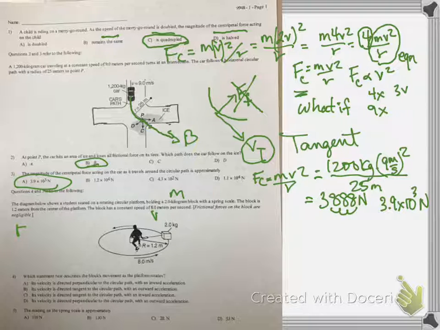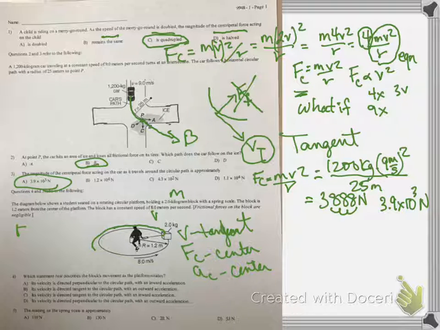So as it goes in a circle, the velocity is always tangent. Tangent, spell it correctly. All right. The centripetal force is always pointing to the center, and the centripetal acceleration is also to the center. These are just things that you have to know. This is sort of by definition for circular motion.